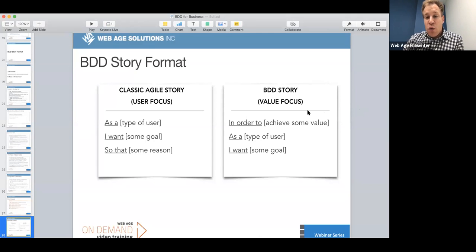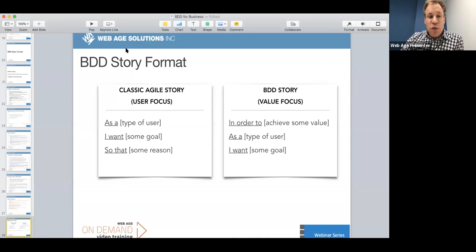Now, the one thing that we're going to do when we start talking about behavior-driven development is we might want to start focusing on the in order to piece, which describes the outcome that they're looking for and the behavior that the customer would like to see, okay? So we're going to flip the format just a little bit, and we're going to say, in order to do something, then we're going to talk about the person that's using it and what their goal is.